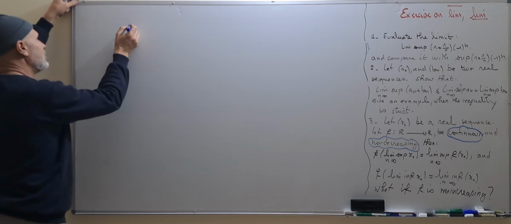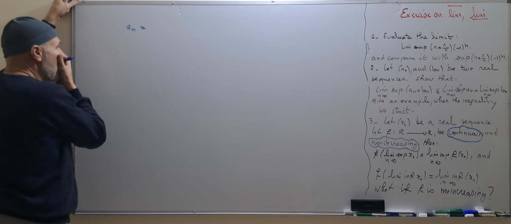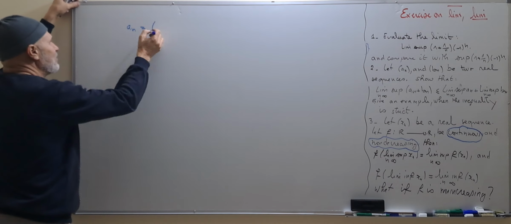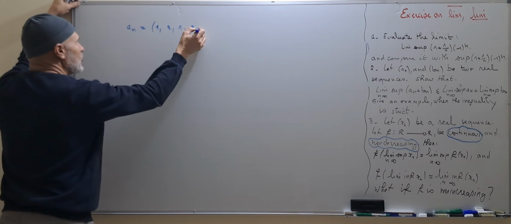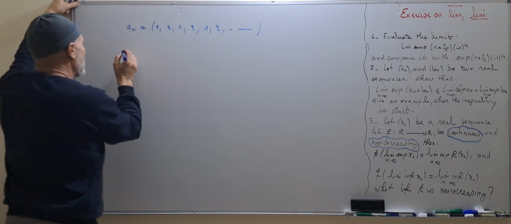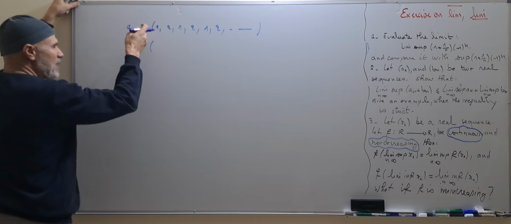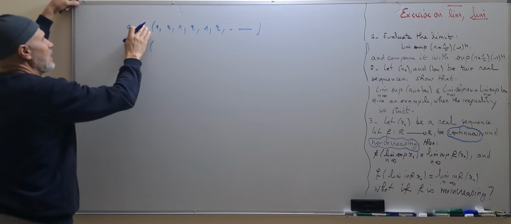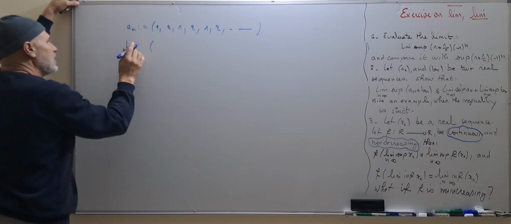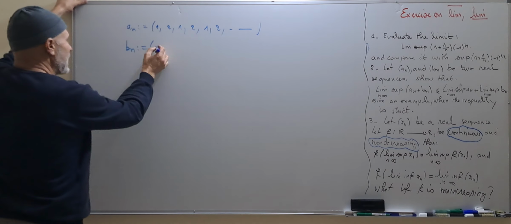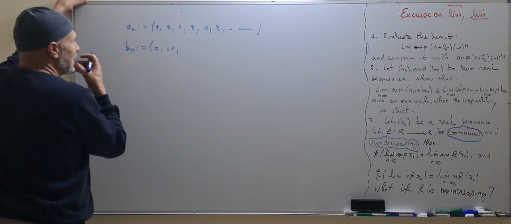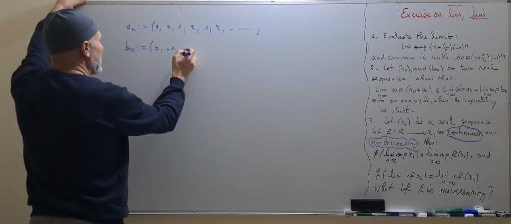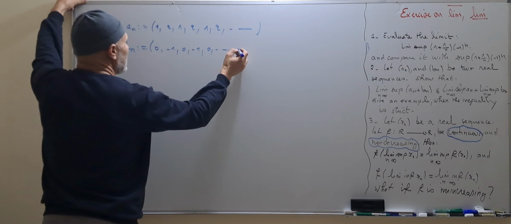Let us consider a_n equal to 1, 2, 1, 2, 1, 2, and so on. And b_n equal to, this is the term of the sequence, I mean, it can be 0, minus 1, 0, minus 1, 0, minus 1, and so on.